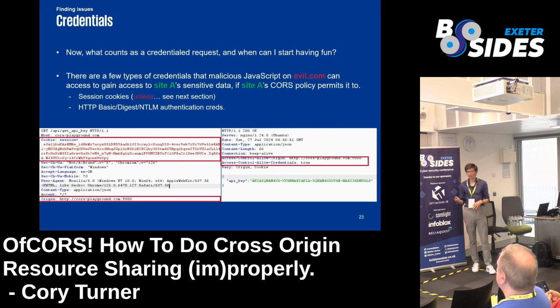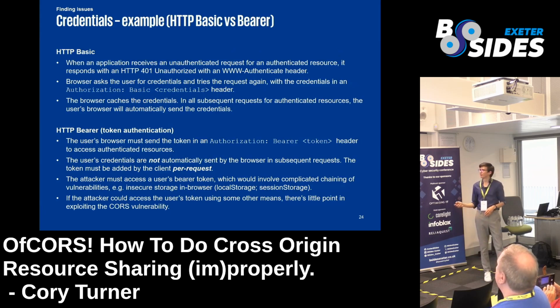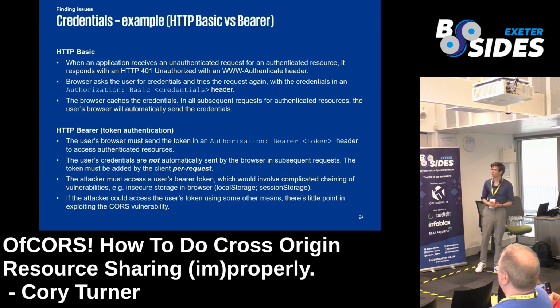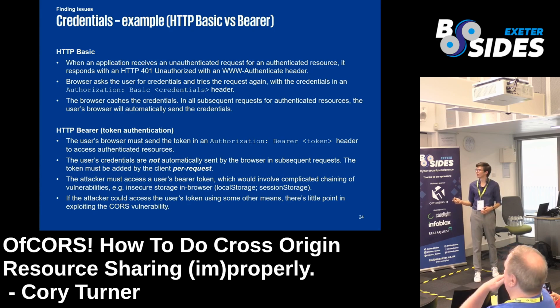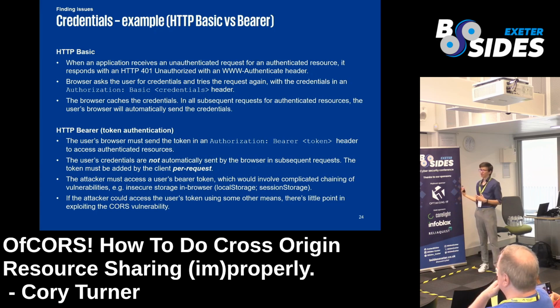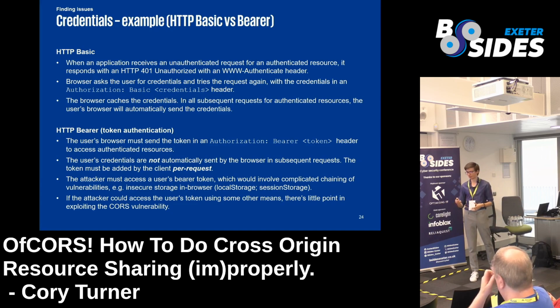And why is it important to know what isn't a credential? Well, because it's a bit tricky. Let's take basic and bearer authentication as an example. When you try to authenticate to a resource that requests basic authentication, you're going to get back this WWW-Authenticate header. In response, your browser is going to submit another request with an Authorization: Basic header and your credentials, which are basically encoded. Importantly, the browser will cache those credentials so that in follow-on requests for protected resources, it's going to automatically send them on to the target site.